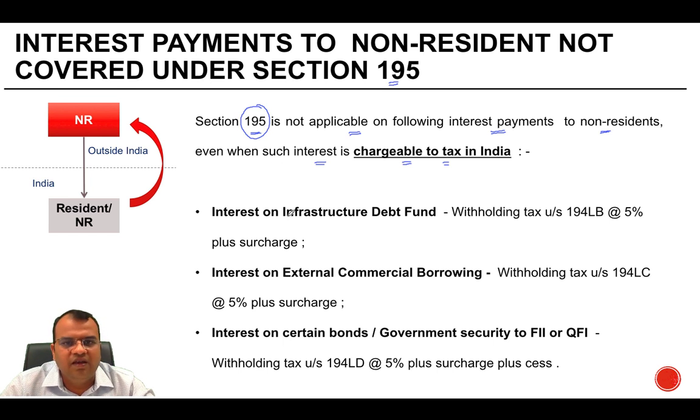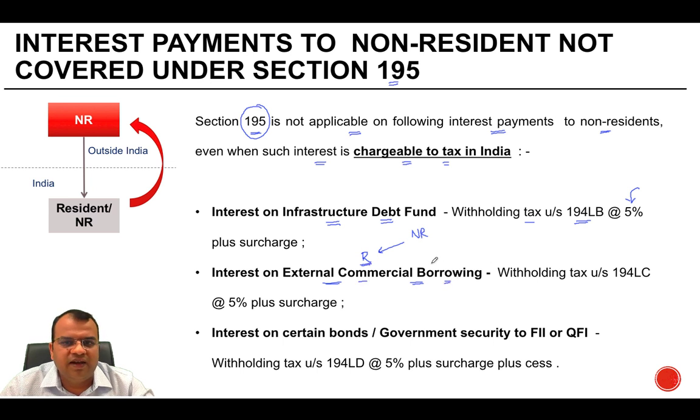headings, which is interest on infrastructure debt fund. For this, the withholding tax has to be applicable under section 194LB at the rate of 5% plus surcharge. If it is in the nature of interest on external commercial borrowings, so if an Indian resident takes a loan from a non-resident, it is called external commercial borrowing.